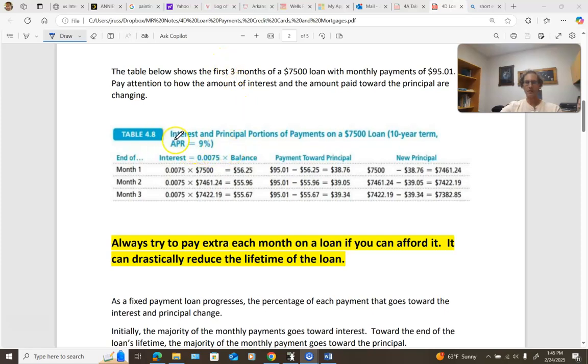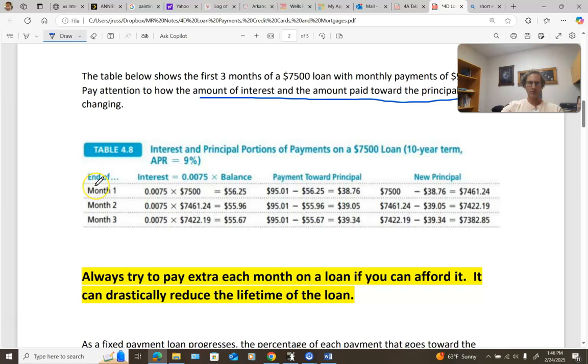I like this because it shows how the amount of money in each month's payment goes to interest and to principal, okay? So it says this table shows the first 3 months of a $7,500 loan, and these are the monthly payments. So you're going to pay $95.01 every single month until it's paid off. And this says pay attention to how the amount of interest and the amount paid toward the principal are changing. So look at this first row. Let me zoom in. Here for month 1.